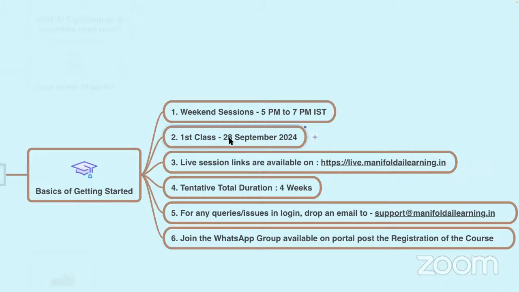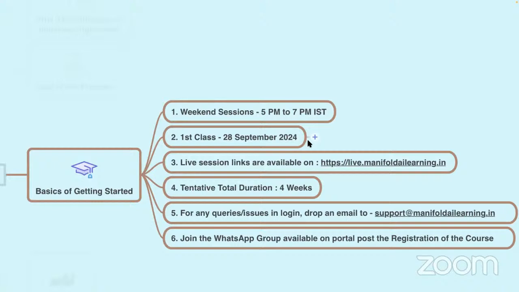And the first live class, so today is the orientation session where I'll be clearing all of the questions that you might have. The first live class starts from next week, that is 28th of September. And all your live session links will be made available on the portal, that is live.manifoldailearning.in.